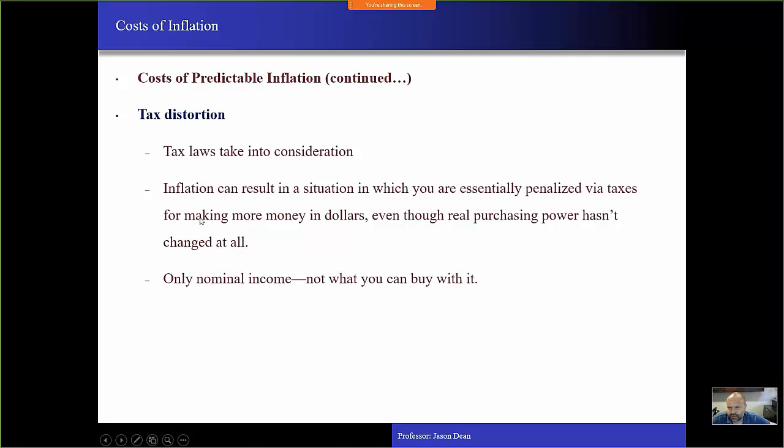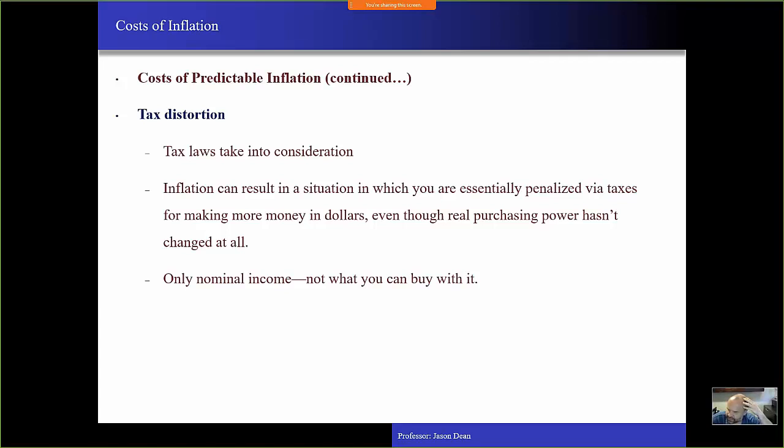There's also issues with tax distortions. The bottom line is you get taxed on your nominal income. So if you purchase some kind of an investment and you get a 10% interest rate, then you're taxed on what that 10% interest rate gives you.